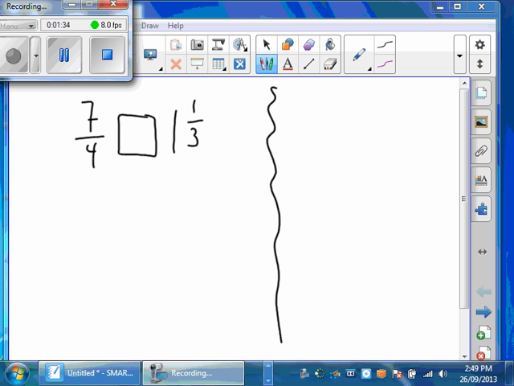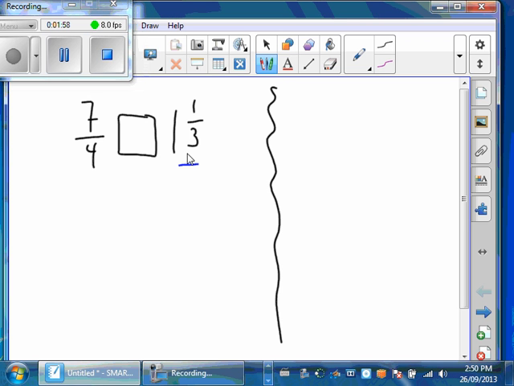This section will start to illustrate why I think it's a good idea, when we're comparing improper fractions to mixed numbers, to change your mixed number into an improper fraction. Here we've got 7 over 4, and we're comparing that to 1 1/3. We want to figure out which one is greater or if they are equal. So let's start off by converting 1 1/3 into an improper fraction.